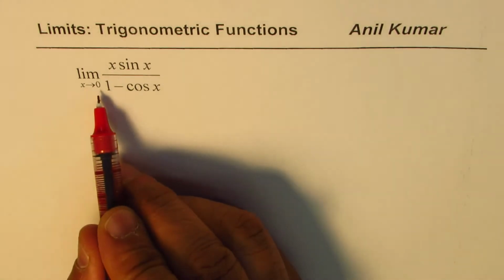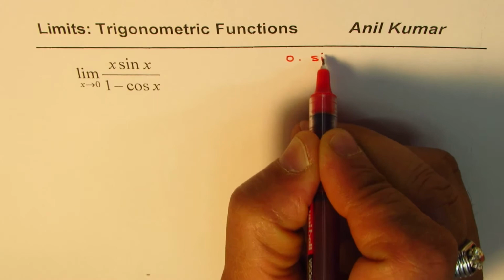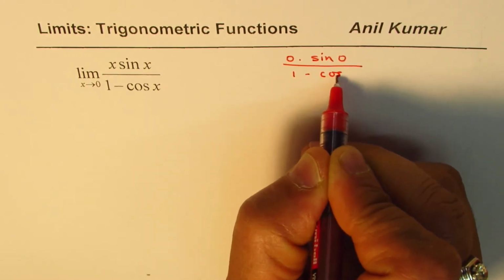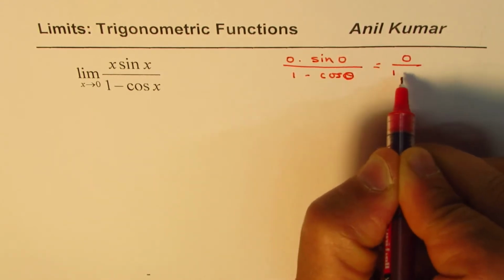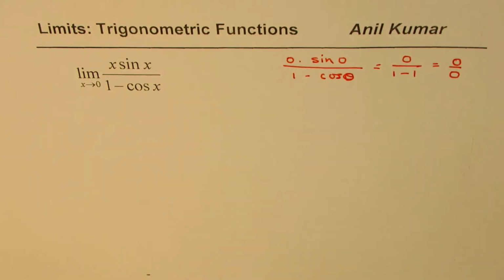If I substitute 0 for x, what do I get? I get 0 times sine 0 divided by 1 minus cos 0, which is 0 over 1 minus 1, which is 0 over 0. So it is an indeterminate form, so we are not very sure what this limit is going to be.